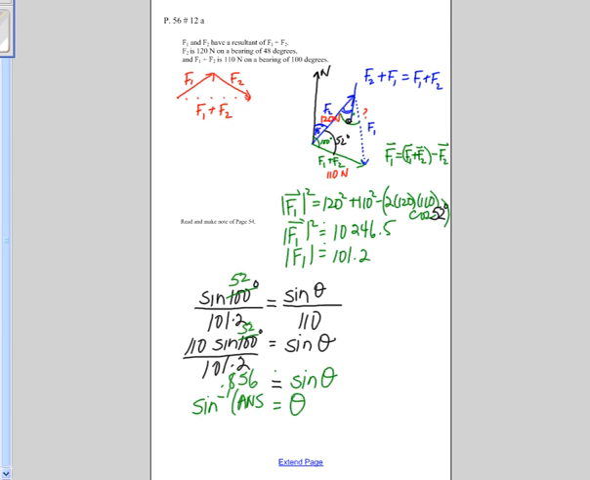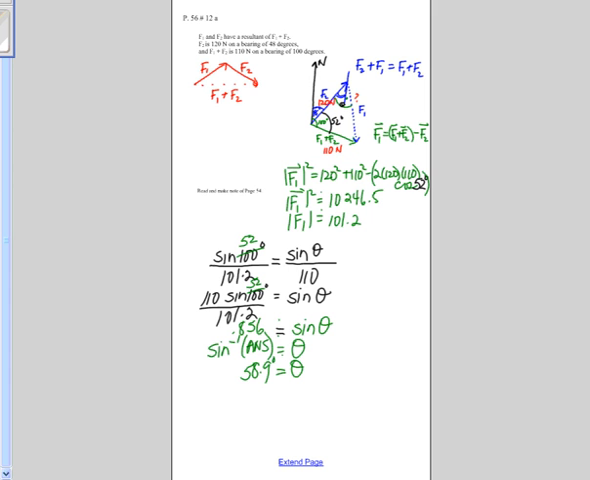If you have an answer button, that keeps all of the places behind the decimal and you don't lose any. I end up with theta is approximately 58.9 degrees. That tells me that my entire angle at the top of that triangle is 58.9 degrees. We knew that in the Z pattern I had 48 degrees. That means my little angle dot is approximately equal to 10.9 degrees.